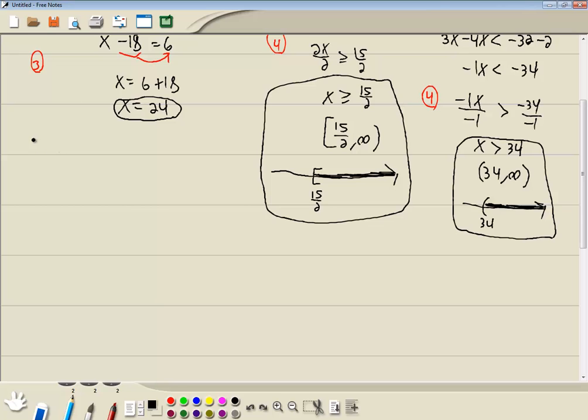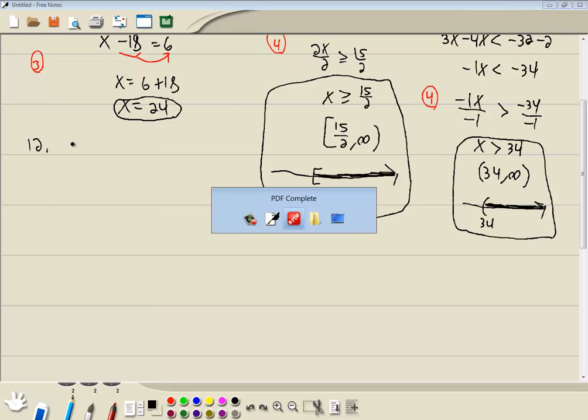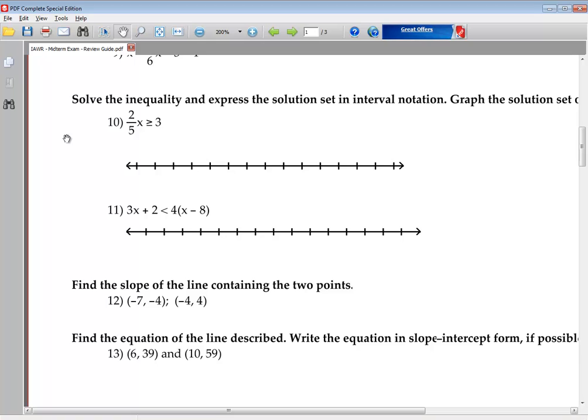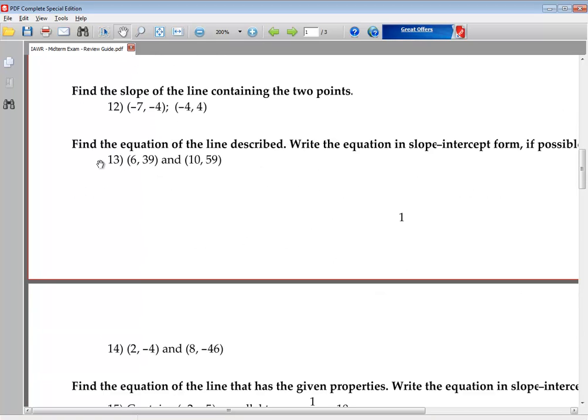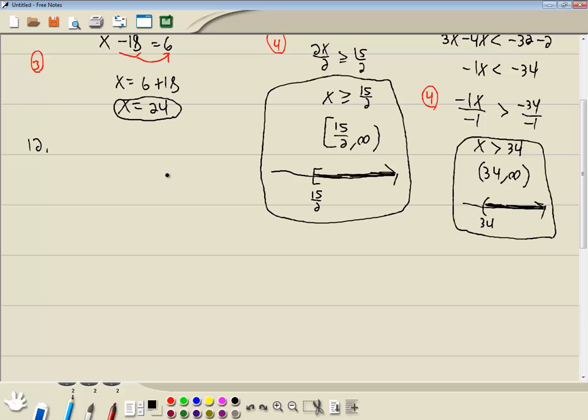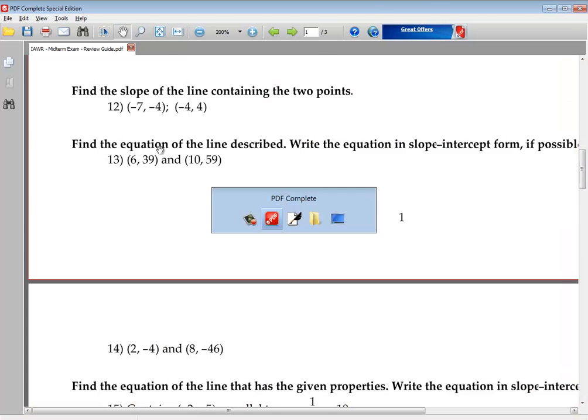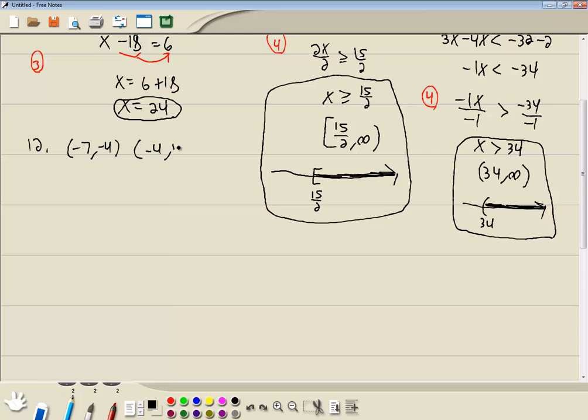Okay, number 12. Find the slope of the line containing the 2 points. So we've got -7, -4. And we got -4 and 4. Well, let me label these. This is my first point, so I'll label this as x1, y1. This is my second point, so I'll label this as x2, y2.